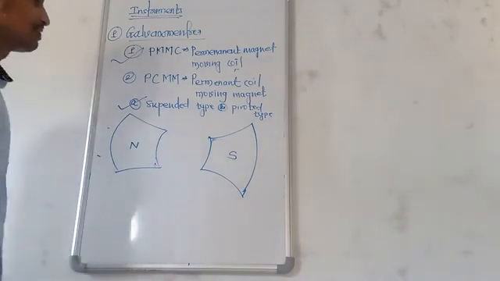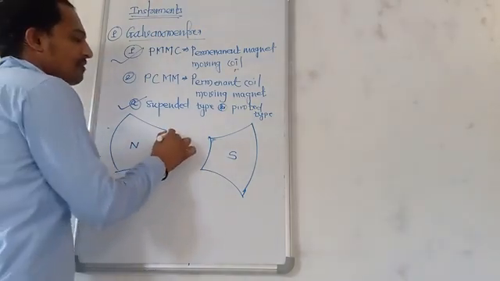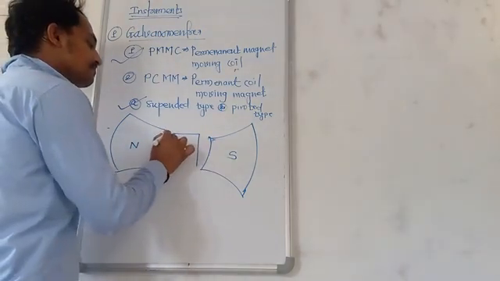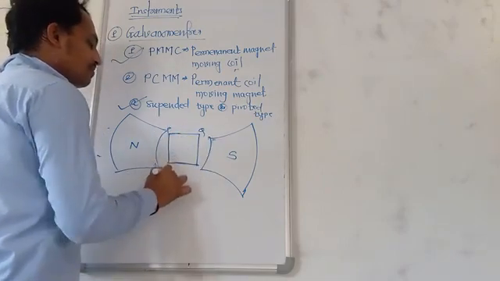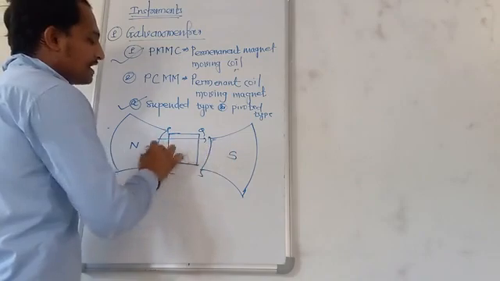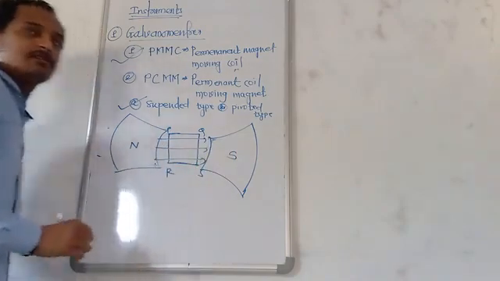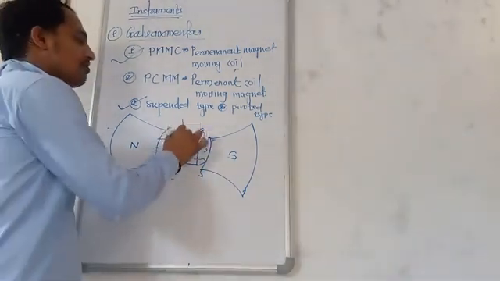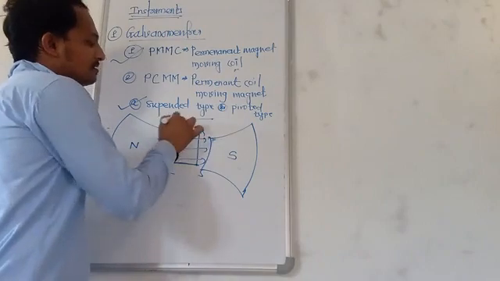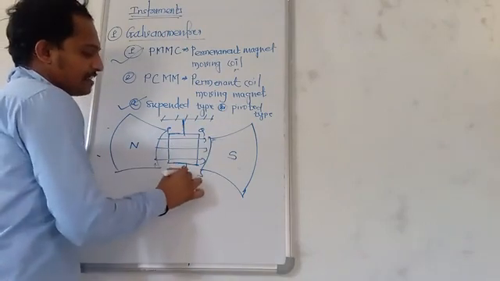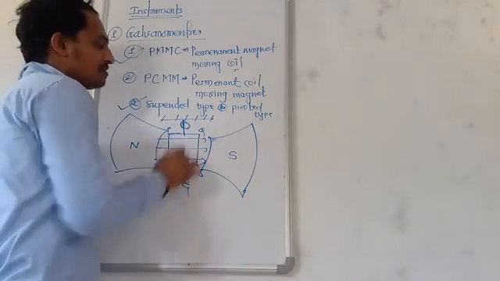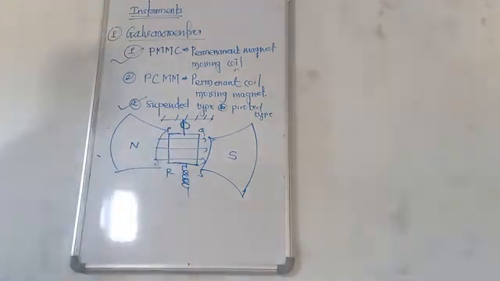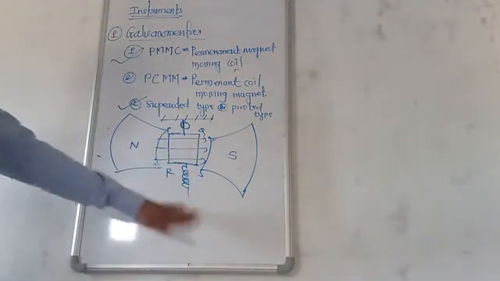In between these two magnets we put our coil like this, PQRS, situated in a uniform magnetic field. Along with that we connect a helical spring. Here we have put a mirror and a phosphor bronze fiber.